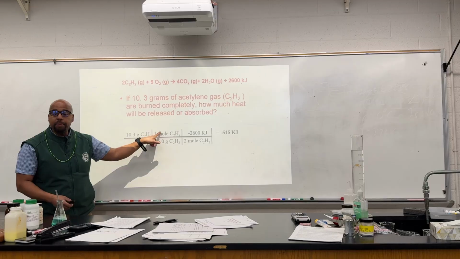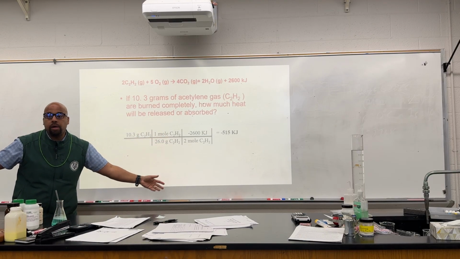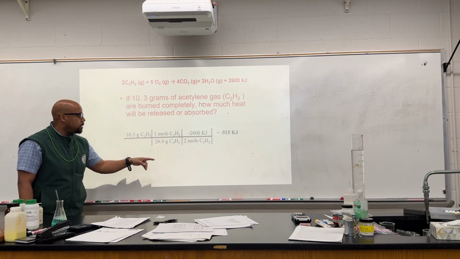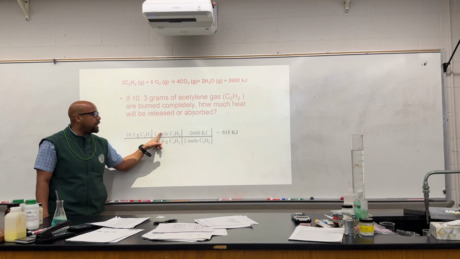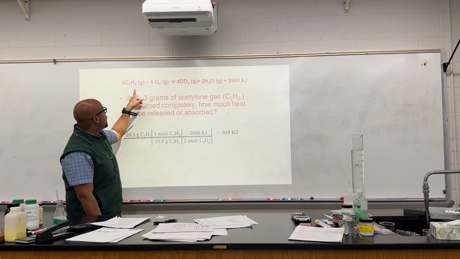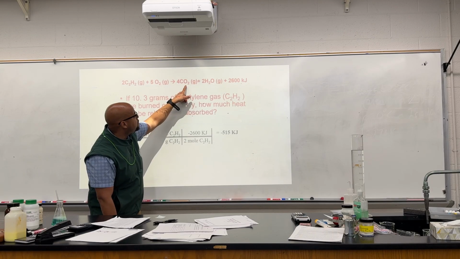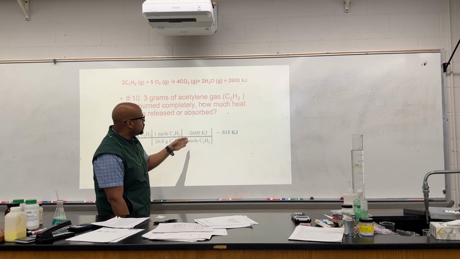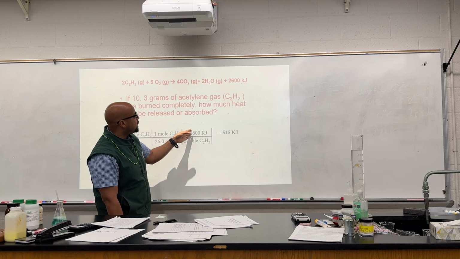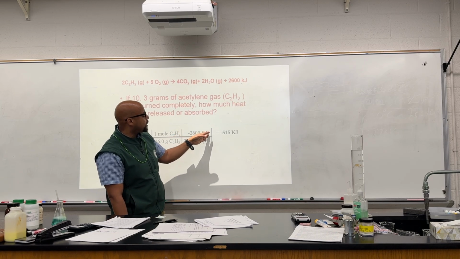I'm going to figure out how many moles, just like we always said. Whenever you're lost, if you're stuck and don't know where to go, the first place you go is to the moles. So I get the moles of acetylene, and then right here, instead of going on to figure out how many moles of CO2 or water, I'm just going to set up a ratio. For every 2 moles of acetylene, I get negative 2,600 kilojoules of energy.